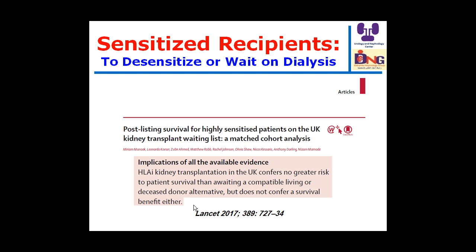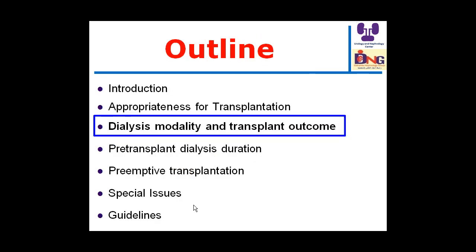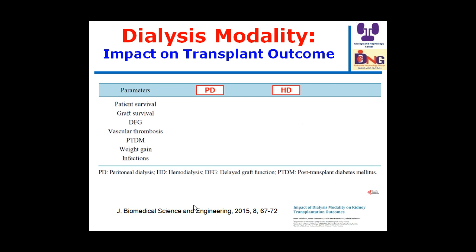So the issue of a highly sensitized patient, whether to do transplantation or to keep the patient on dialysis, is a debatable issue. And nowadays we have the supporting data for keeping the patient on dialysis from the UK data. Regarding dialysis modality, the question is, if the patient is dialyzed by peritoneal or hemodialysis, does this modality have any effect or impact on transplantation outcome? If I ask you, if we are addressing patient survival, which will be the best, PD or HD? Transplantation after peritoneal or hemodialysis?